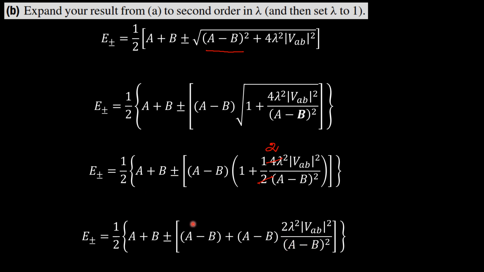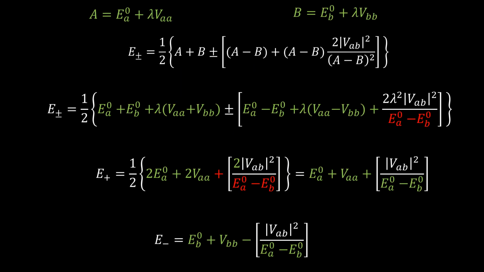So now we will simplify this further. And now we got this expression. Here in the second term of the square bracket, we can cancel A minus P with this (A minus P) whole squared. This will simply become A minus P. Now we know A is equal to E sub A0 plus lambda VAA. Similarly, P is equal to E sub P0 plus lambda VBB. You substitute it here for A plus P. So if you add this, you will get E sub A0 plus E sub B0 plus lambda times VAA plus VBB.